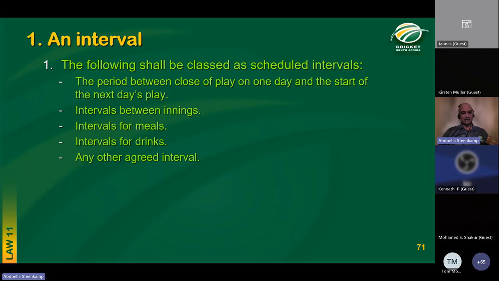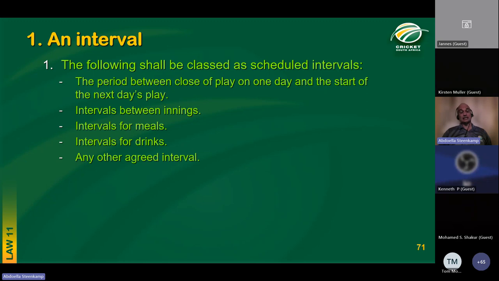So when it comes to the timings of these intervals, the governing body of cricket for that particular competition decides on these timings. Example, in Test match cricket, the International Cricket Council decides on the timings. The length of the lunch interval in Test cricket is 40 minutes. The length of the tea interval in Test cricket is 20 minutes. The interval between innings is always 10 minutes.